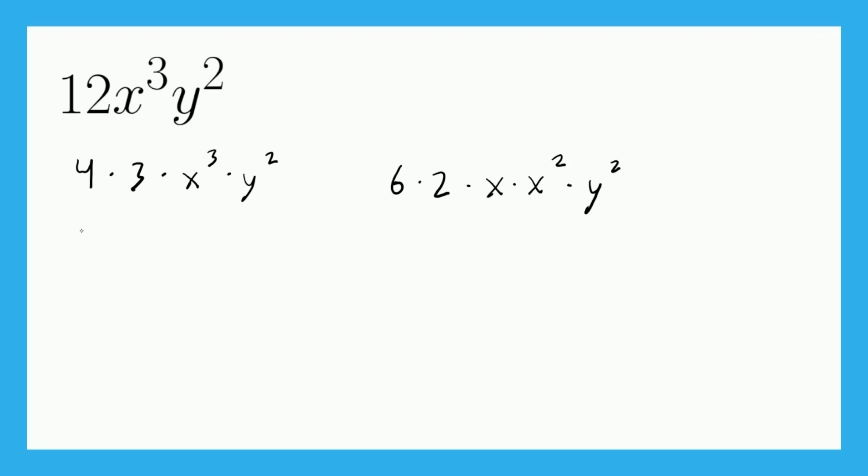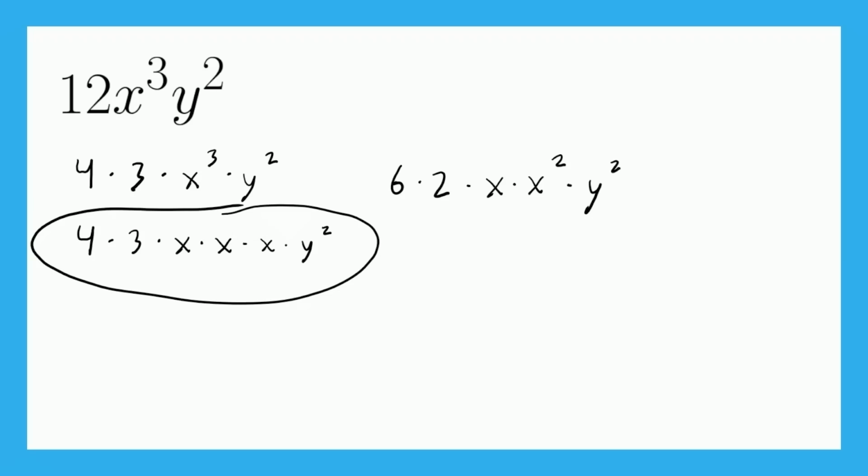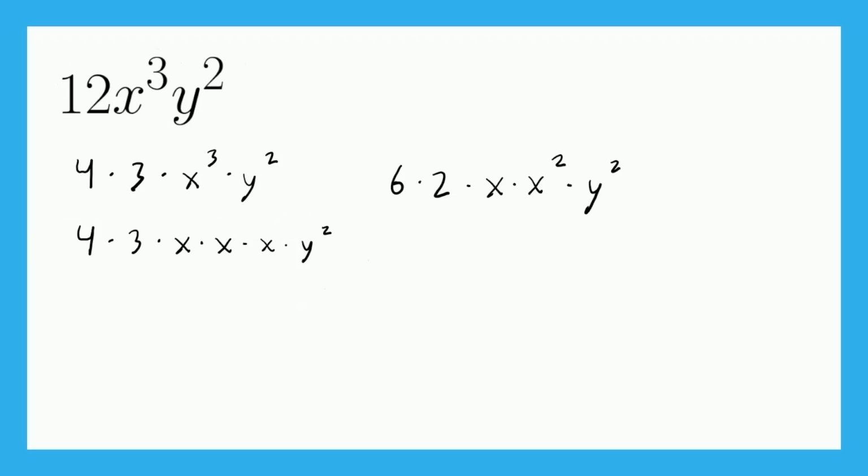We'll say this time 4 times 3 times x times x times x times y squared. Okay, all of this multiplied together will still give us the original. 4 times 3 is 12. X times x times x is the same as saying x cubed, and y squared is y squared. Now let's do one more factorization here, and then we'll talk about the concept of completely factoring a monomial.